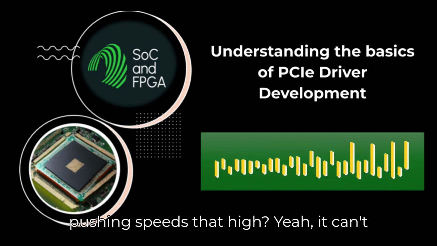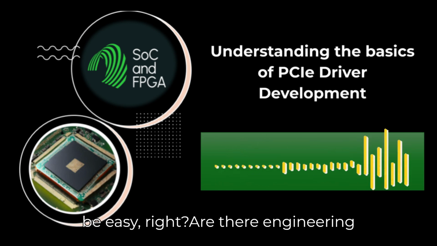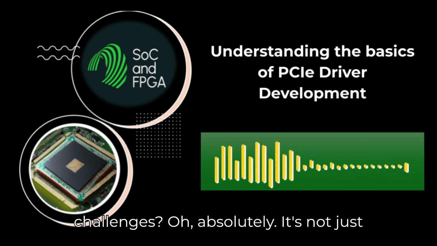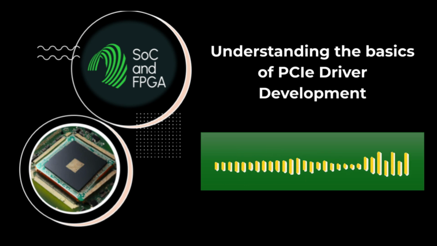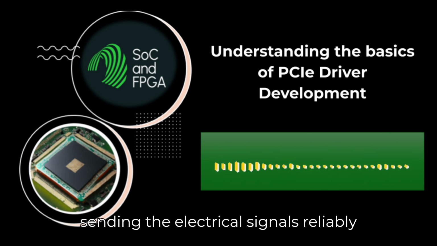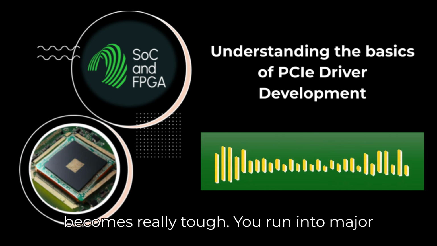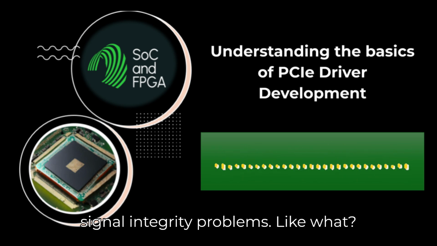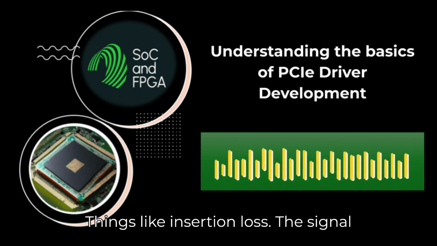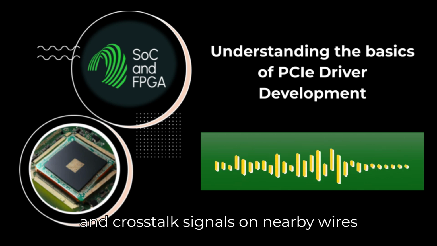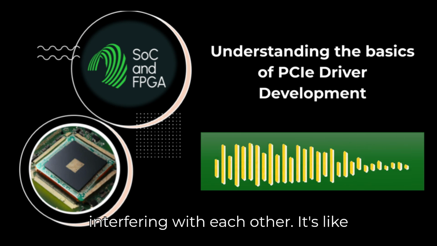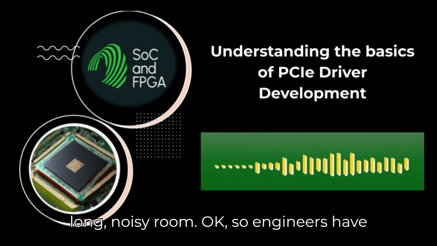But pushing speeds that high? Yeah. It can't be easy, right? Are there engineering challenges? Oh, absolutely. It's not just about turning up the clock speed. At these incredibly high frequencies, sending the electrical signals reliably becomes really tough. Right. You run into major signal integrity problems. Like what? Things like insertion loss, where the signal gets weaker as it travels down the wire, and crosstalk, signals on nearby wires interfering with each other. It's like trying to whisper clearly across a very long, noisy room.